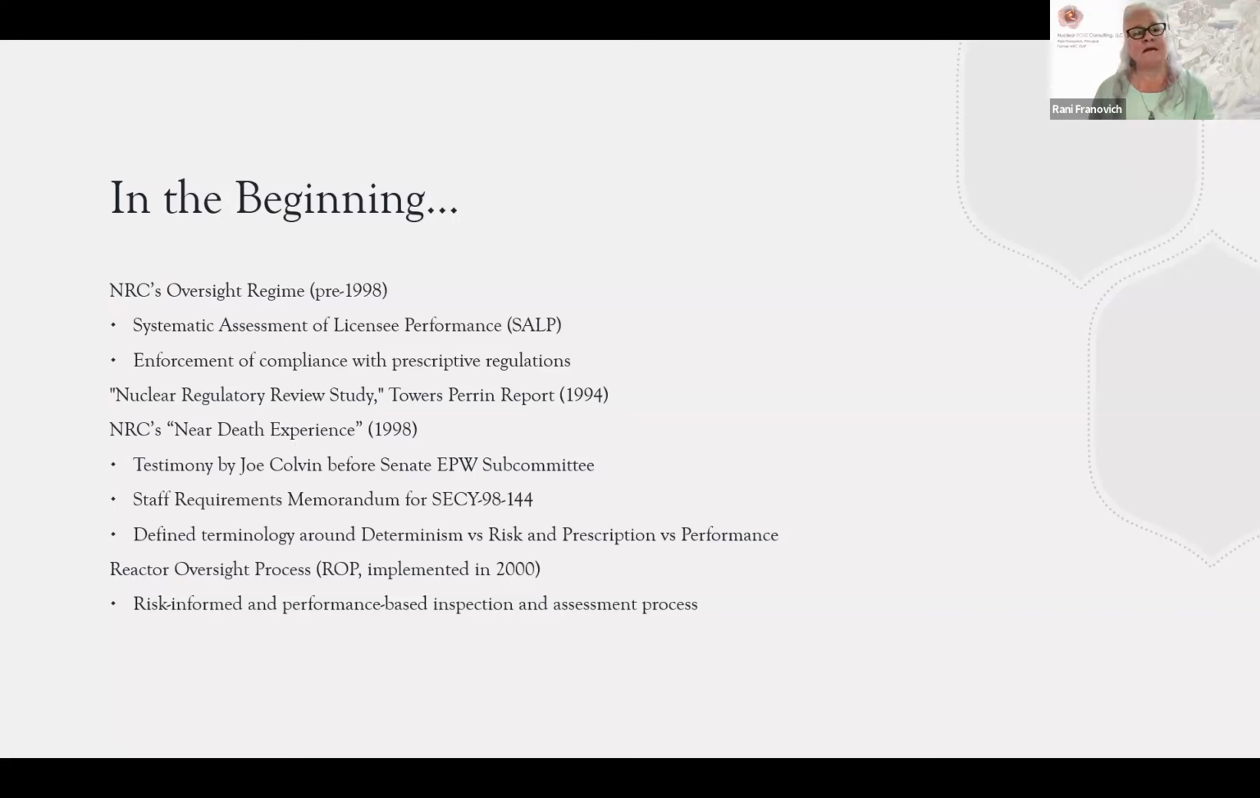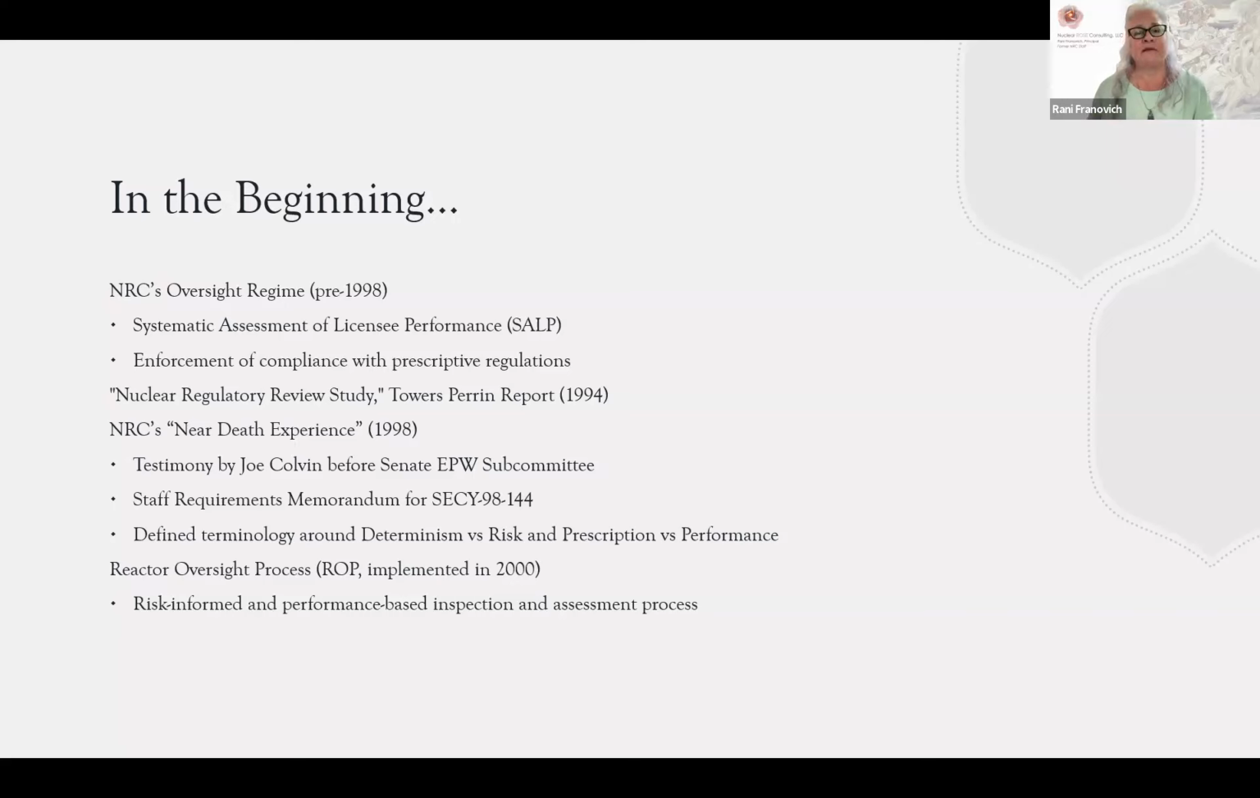In 1999, the Commission directed the staff to develop a risk-informed, performance-based approach to regulatory decision-making that combines the risk-informed and performance-based elements defined in SRM SECY-98-144 and apply these concepts to NRC rulemaking, licensing, inspection, assessment, enforcement, and other decision-making. That was 25 years ago.